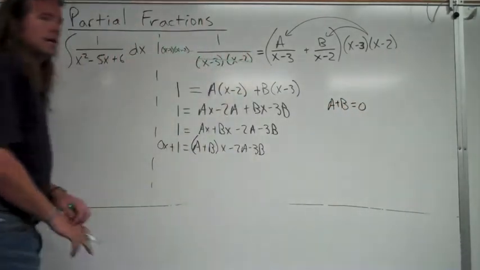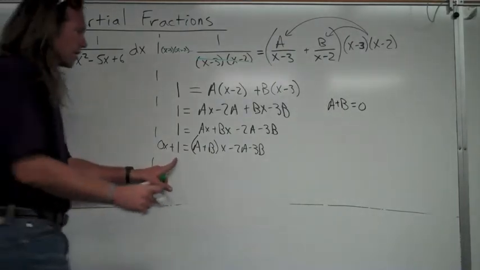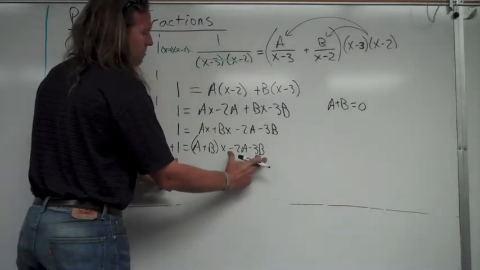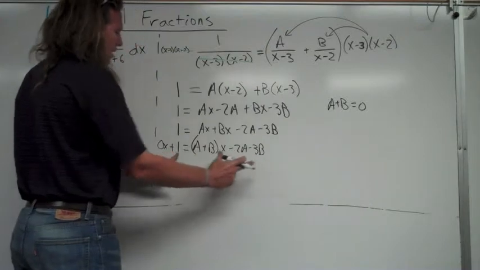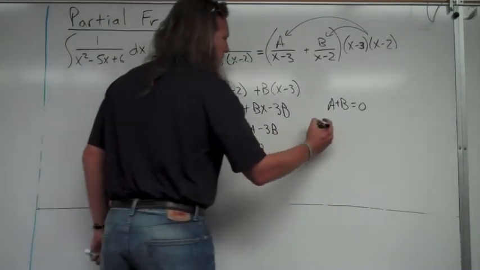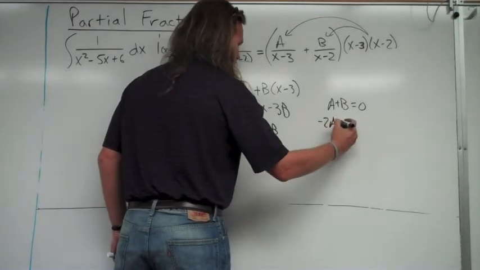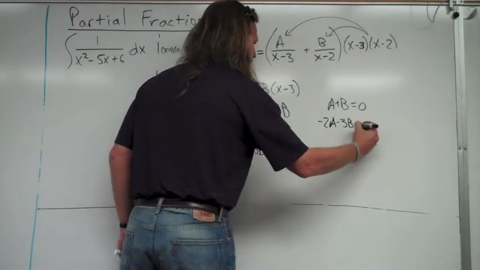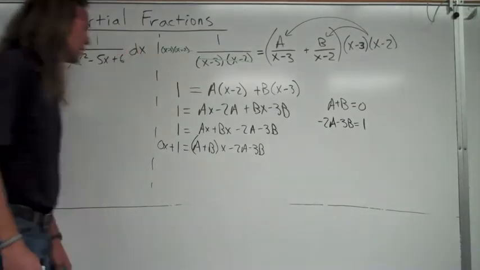A plus b has got to be equal to 0. And then there's the constant terms right here, which on the right side are made up of negative 2a minus 3b, the left side is just 1, so those have to be equal to each other. Negative 2a minus 3b has to be equal to 1.